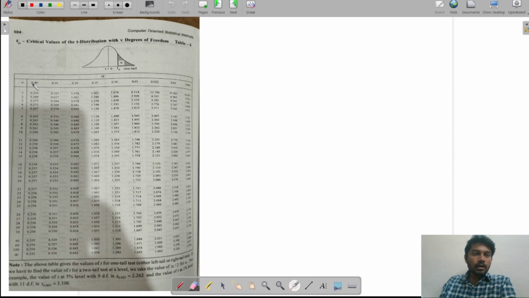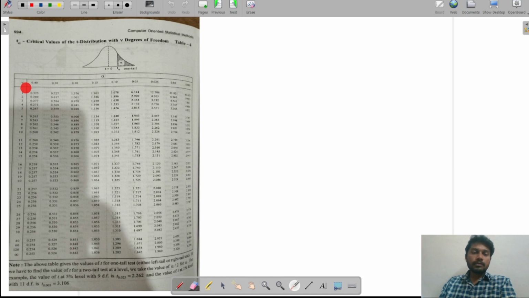Now if you observe the columns 0.40, 0.30, 0.20, 0.15, 0.10, 0.05, 0.025, 0.01, 0.005, these column values are called alpha. What is meant by alpha? Level of significance. So we take the t alpha critical values with a combination of alpha and nu.